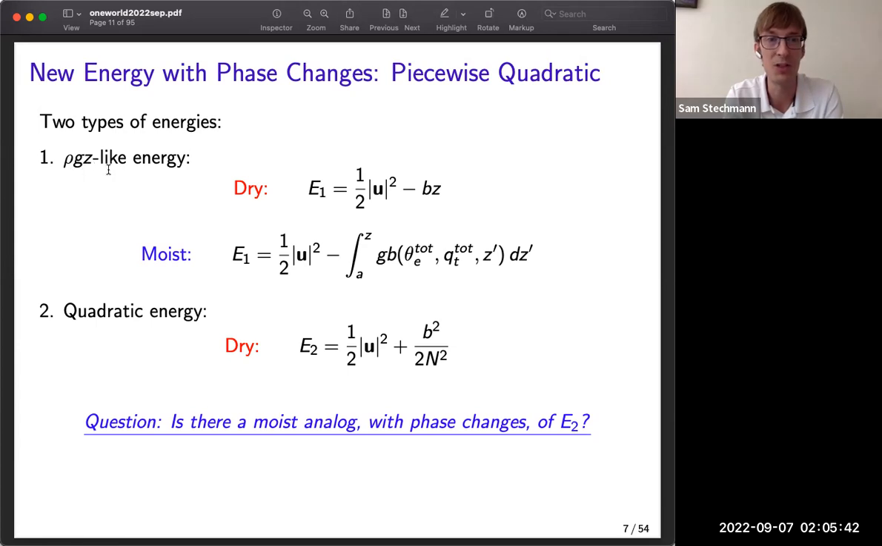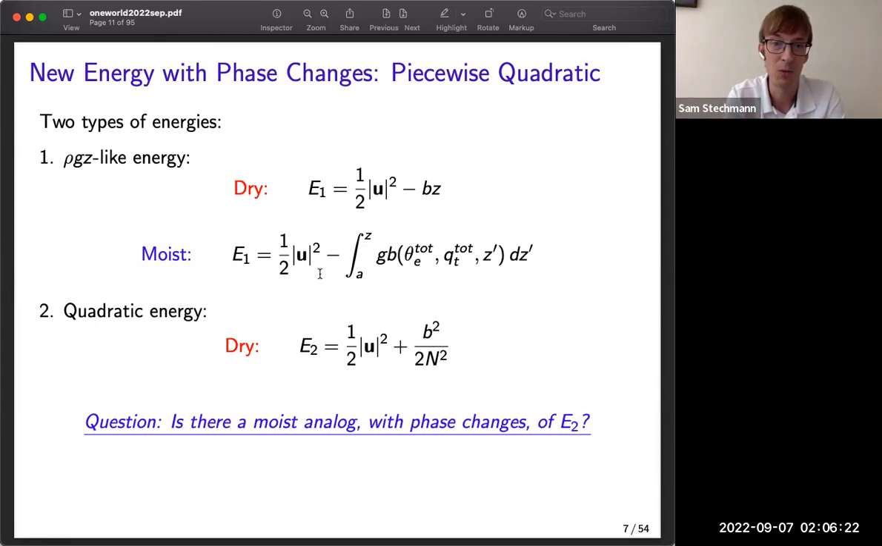There's a rho gz version of the energy. In the dry case, the potential energy is rho gz, or buoyancy times height. On the other hand, there are quadratic versions of the energy that you could write down, where the potential energy is the buoyancy squared, divided by the Brunt-Väisälä frequency squared. Both of these are useful for different reasons. Obviously, rho gz has this nice physical intuition that goes along with it. The quadratic energy is useful for other things, like it defines a norm, and you could possibly relate it to an inner product.